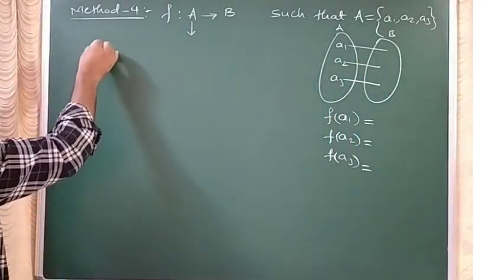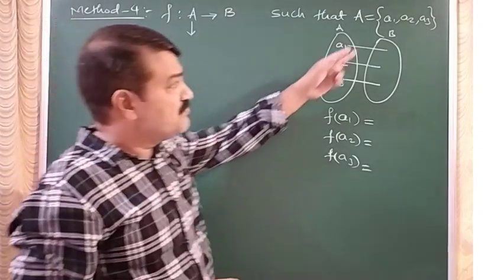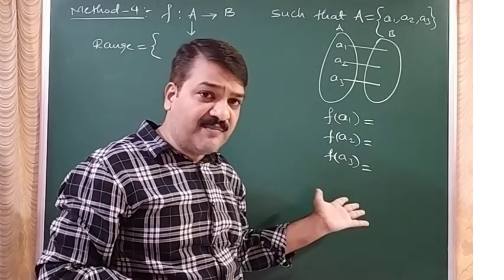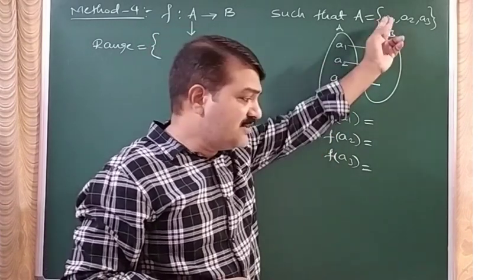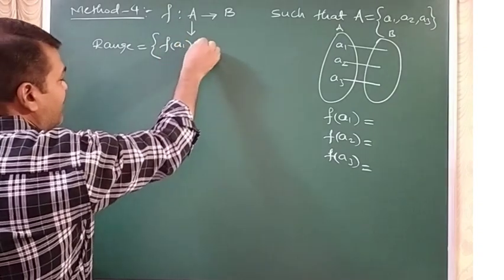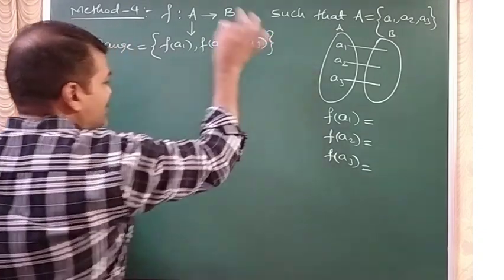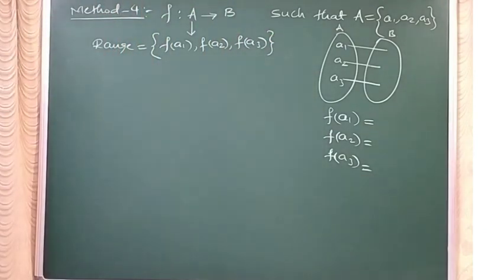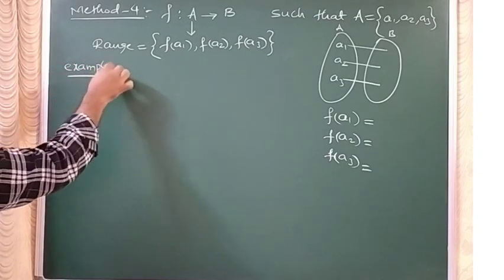So what is the range of this particular function when domain has only 3 elements like this? Range is collection of images. Image of A1 is f of A1, image of A2, f of A2, image of A3, f of A3. So f of A1, f of A2, f of A3 will be the range of the function. Whenever domain has finite elements only, you can use this method. Okay, so I will give you an example for this.